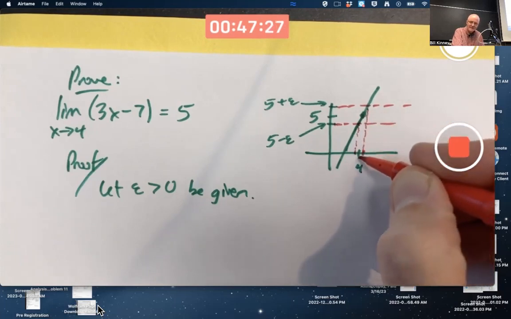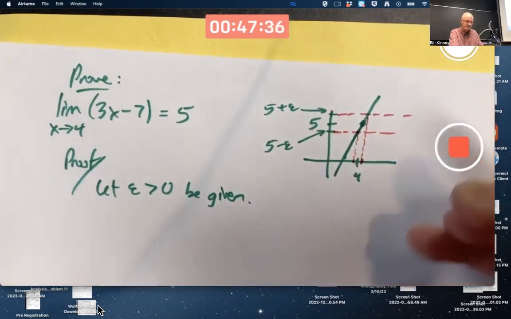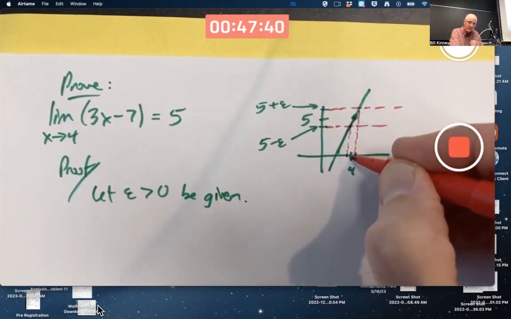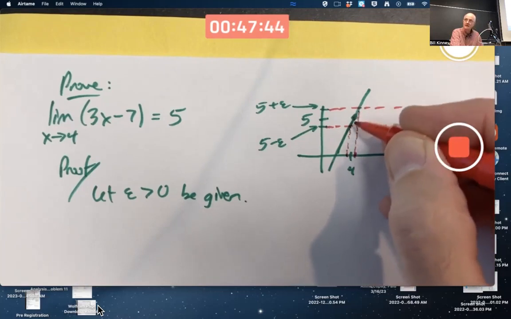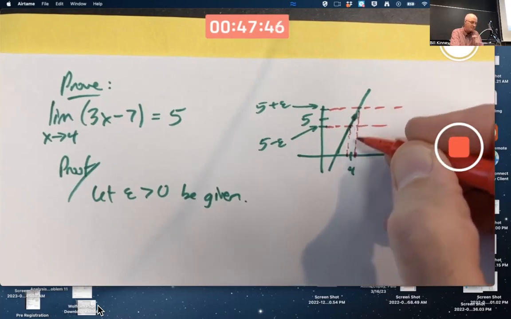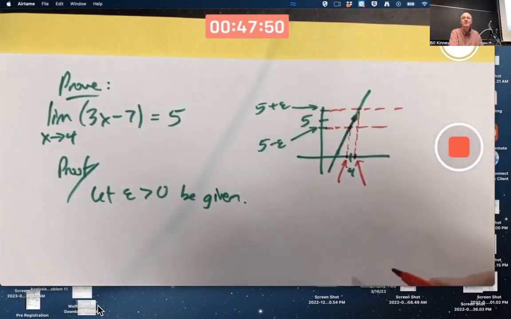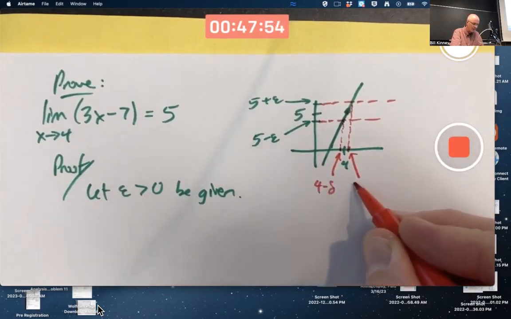If I pick x to be in this picture as close as I've drawn it to 4 here, and now my picture is not accurate because it's a little slanted, but you get the idea. If x is in here somewhere, then f of x is going to be between 5 minus epsilon and 5 plus epsilon. But what are these numbers? The traditional thing to call them is 4 minus delta and 4 plus delta.